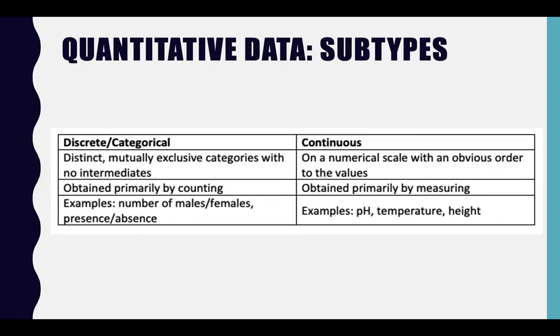Discrete data are distinct, mutually exclusive categories with no intermediates. You get that mostly from counting. So like the number of male versus female salamanders in my cave, presence or absence of salamanders, stuff like that. It's just sort of like you count them. And then there's continuous, which is on a numerical scale with an order to the values. You get it mostly by measuring. So stuff like pH could be anything from 7 to 14 to 1 or whatever. Temperature, height, it's on a continuous scale.